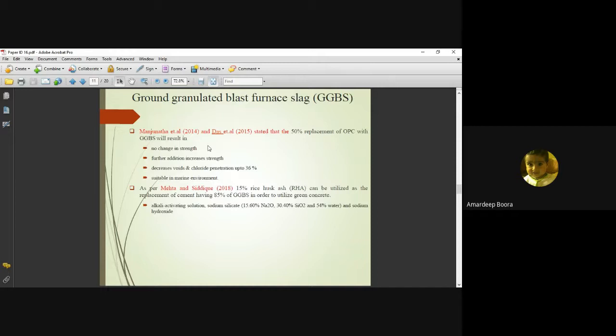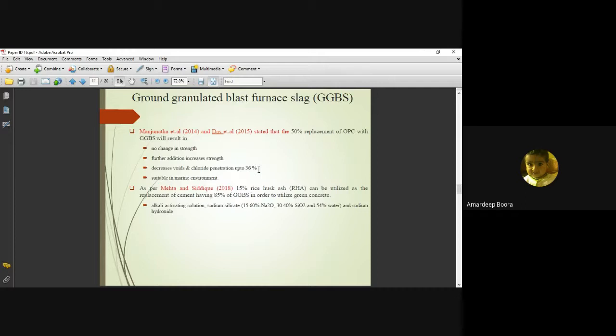But there is an interesting research done by Mehta and Siddiqui in 2018, where they completely replaced the cement in the concrete with rice husk ash and GGBS, where the proportion of rice husk ash was 15%, and the rest was GGBS, meaning 85% GGBS.